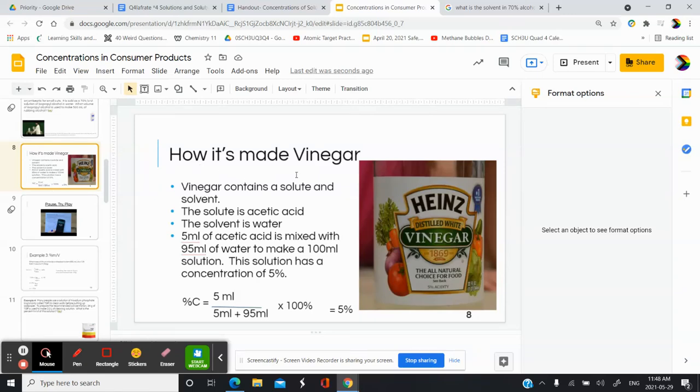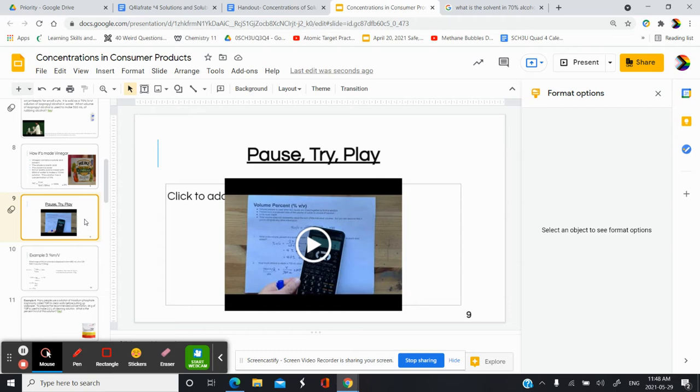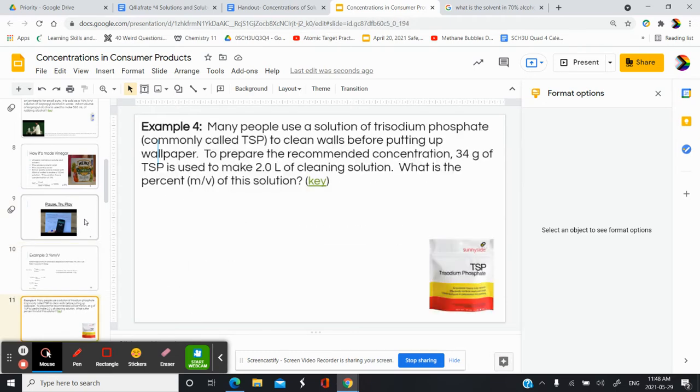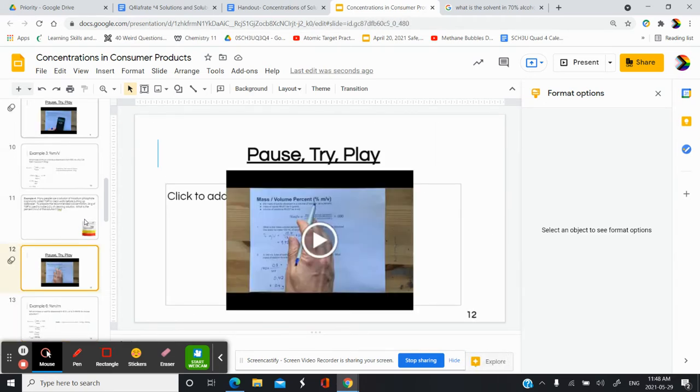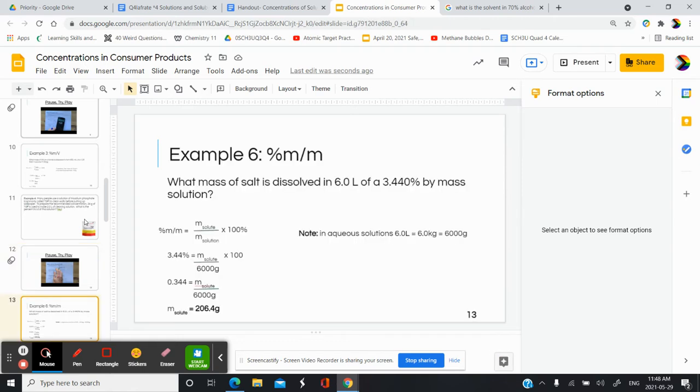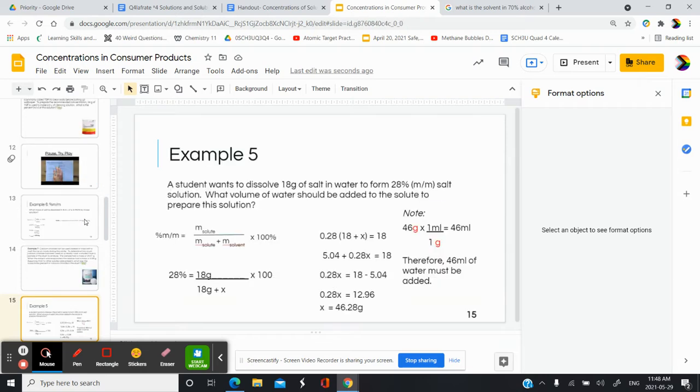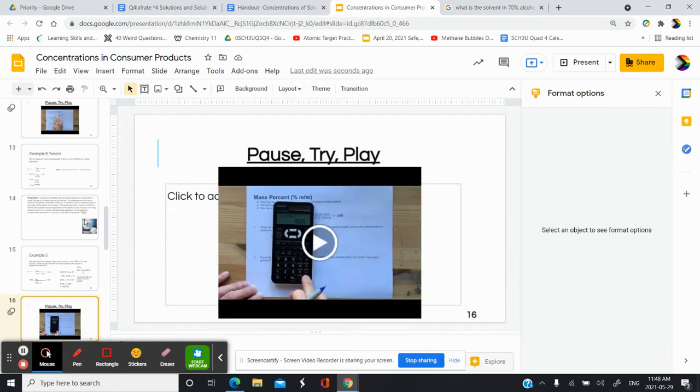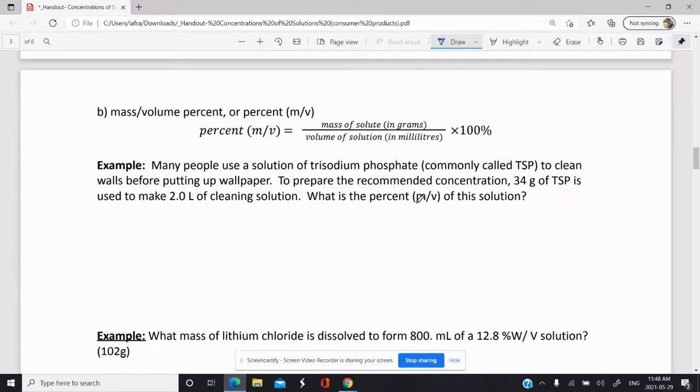In the last video, we saw calculations with percent volume volume. In this video, we're going to take a look at some examples of percent mass volume. And just like volume volume, there's also a pause, try, play activity you can try out here. Afterwards, we'll take a look at percent mass mass, and again you will see a pause, try, play video that you can try for percent mass mass. So let's go ahead and do percent mass volume examples.